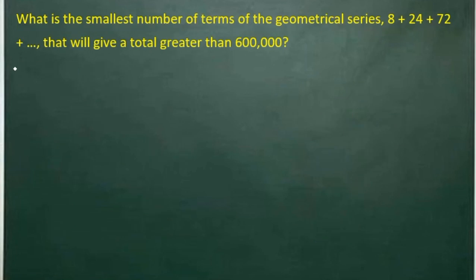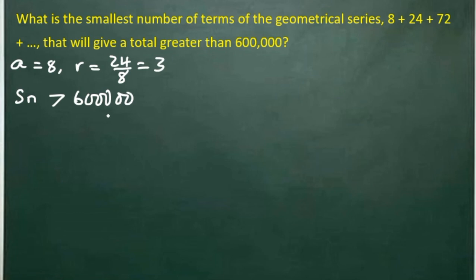Now, let's take a look at the last question for this section. What is the smallest number of terms of the geometric series 8 plus 24 plus 72 plus so on that will give a total greater than 600,000? Now the first term a is 8. The common ratio r is 24 divided by 8, which gives us 3. And we are told that Sn is greater than 600,000.